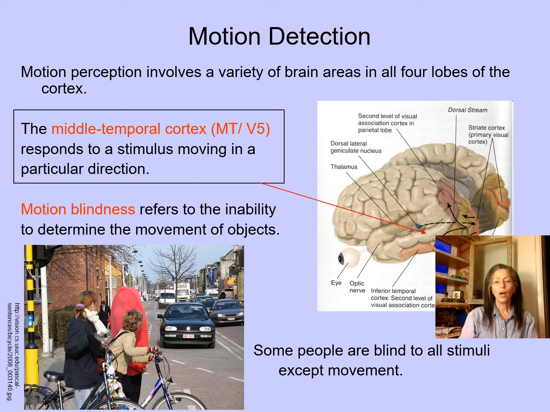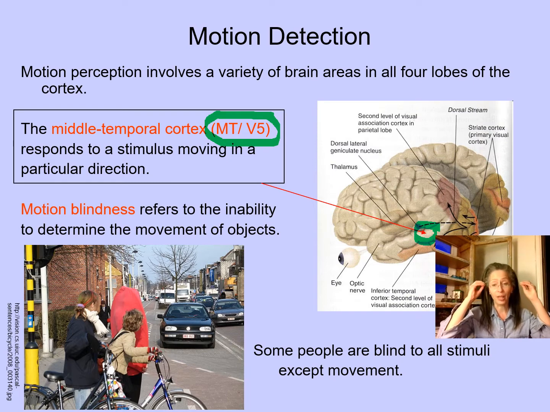Here, the part of the brain that helps us to identify motion is area MT, but it's also known as V5. You can think of MT as the motion middle temporal lobe, but it's also known as V5. If a person has damage to that area, and they have to have bilateral damage, so on both sides, they can be rendered with the inability to detect motion.